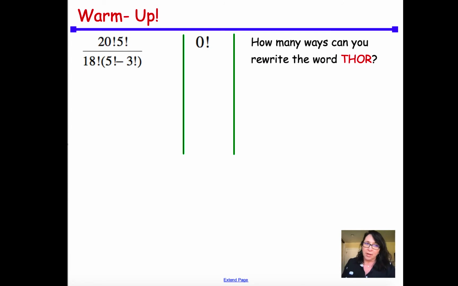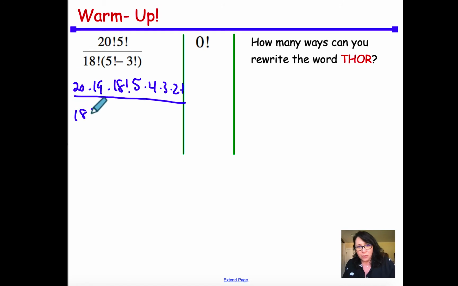So just a little warm up. Here we have these factorials, where we have 20 factorial and 5 factorial. I want you to be able to reduce that given this equation. So given 20 factorial, we have 18 factorial below that. Remember, when we write out 20 factorial, that's 20 times 19 times 18 and so on, and then we have 5 times 4 times 3 times 2 times 1 all over 18 factorial, which is going to cancel with the 18 factorial in the numerator.